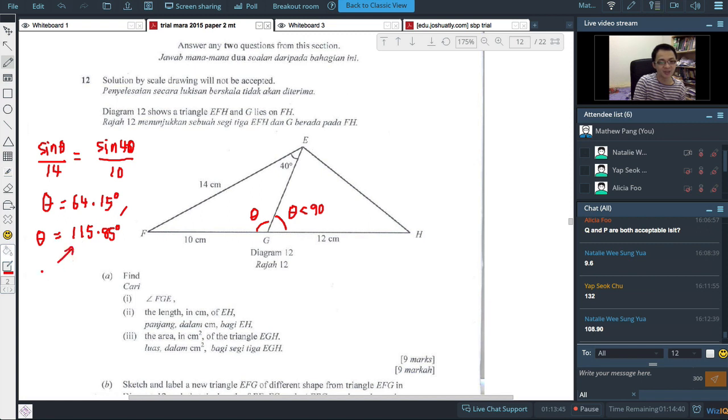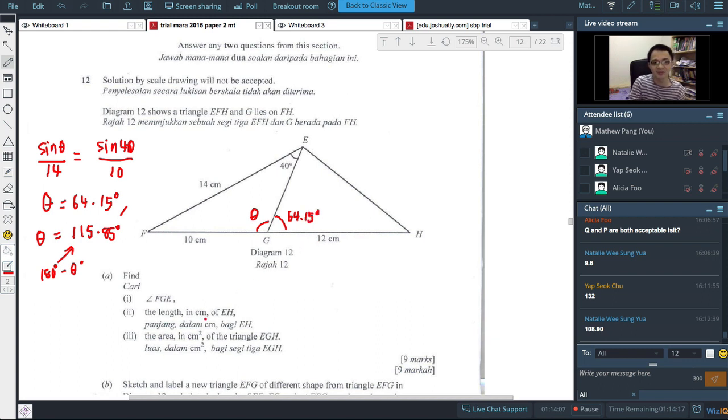Remember, this one is the second quadrant, just 180 minus delta. Okay, this is how I get this one. After I got this one, then I can know the angle on the other side. So the angle over here will be 64.15.